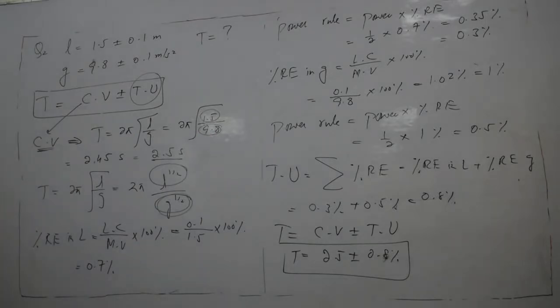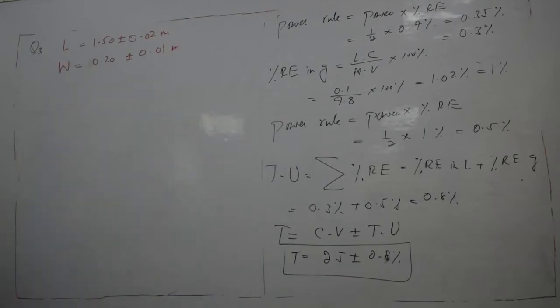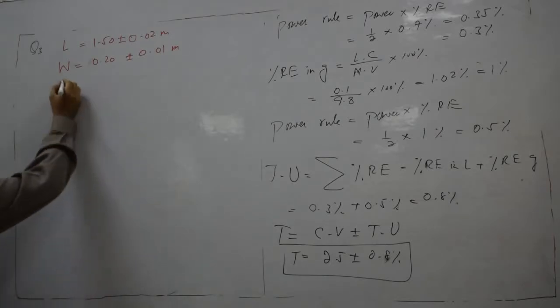Now come towards numerical number 3. Okay dear students, now come towards numerical number 3. Look at your books. Determine the area of the rectangular sheet with length 1.50 plus minus 0.02 meter and the width is 0.20 plus minus 0.01 meter. Calculate the area with the uncertainty. Okay, so we have to find the area with the uncertainty.